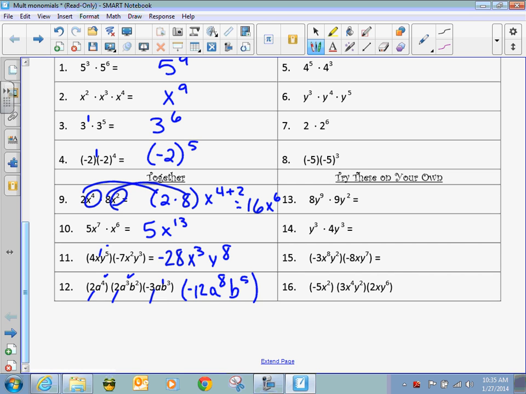Okay, and there we go. That's it. Go ahead and try these problems on the right, in the right column on your own.